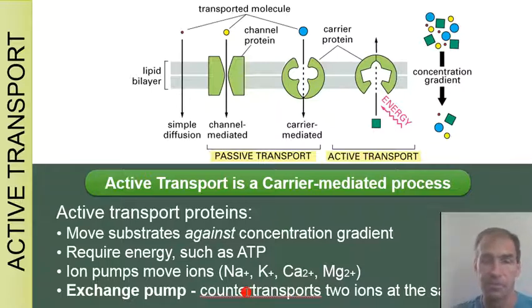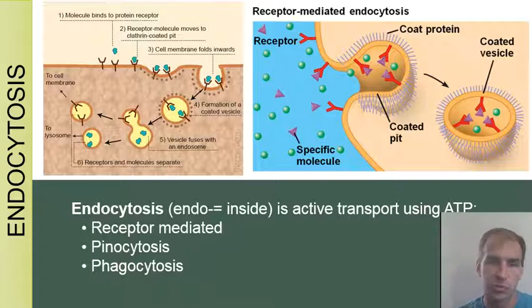Sodium potassium pumps are a good example of those. We're going to see these a lot, as I said, particularly when we talk about how neurons depolarize and how muscle cells work. We're going to see this in nephrons as well, in the kidney, and how things are transported across those different tubules in the kidney. So, active transport.